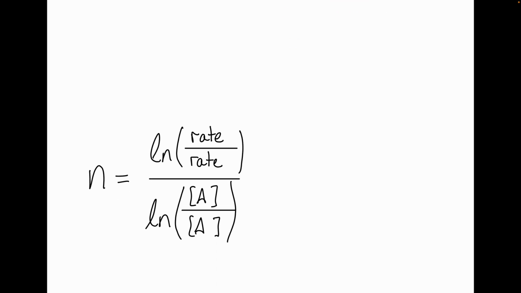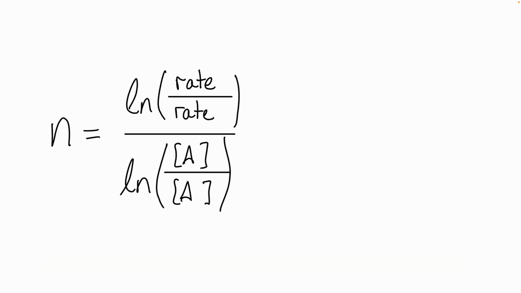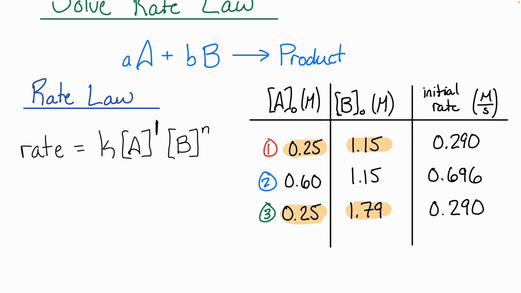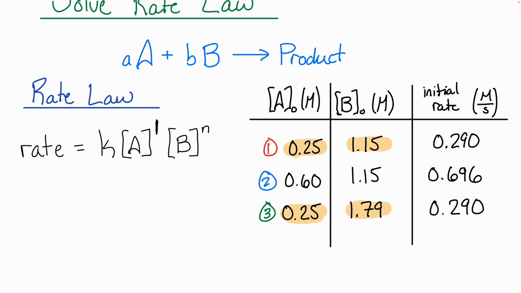And after a whole bunch of work, you would have gotten to this similar relationship here. The natural log of the ratio of the rates of data point 1 and data point 3 divided by the natural log of the ratio of the concentrations of A at data point 1 and data point 3 gives you that unknown order n. However, I'm lazy, and I'm going for a speed record here. So let's just look at this data table really carefully and see if we can't figure out what that order would be.